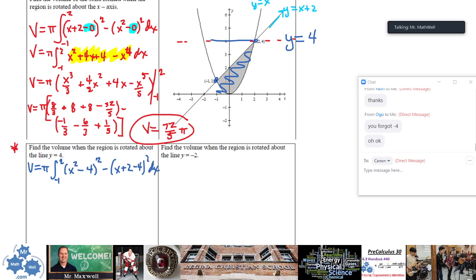Okay, so take a moment and just digest that. Here's the outside, the far away function. That's the one that's listed first. And here is the closest function. That one's listed second. And we do subtract the axis of rotation. That's the format. All right, so the volume is pi times the integral here. I'm going to simplify this. This is going to be x to the 4th minus 8x squared plus 16. That's what you get when you square this.